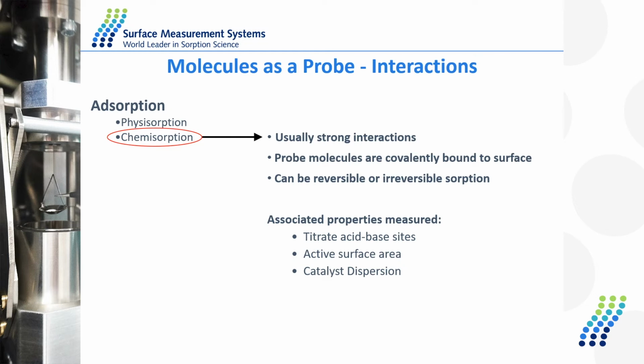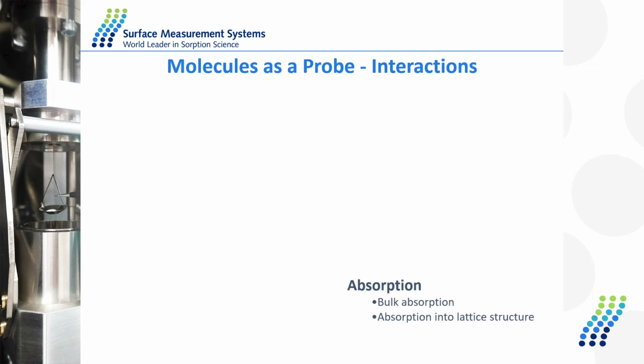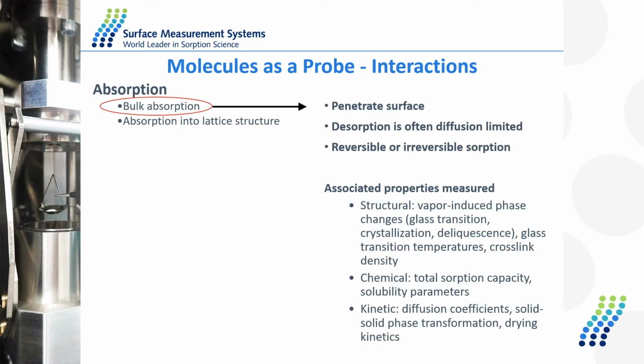So molecules that are specifically designed to interact with the probe that we are using for our experiment. Now, when we talk about absorption, we usually refer to two types of interaction, a bulk sorption or an absorption into the lattice structure. Now, when we talk about bulk sorption, we have to think about how this process is usually slowed by a diffusion parameter.